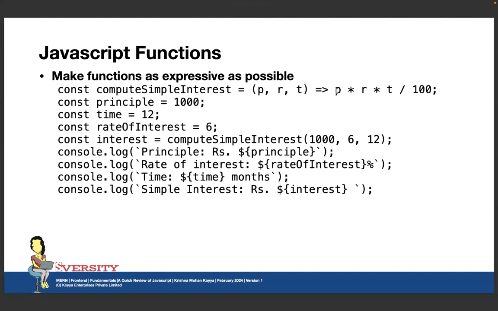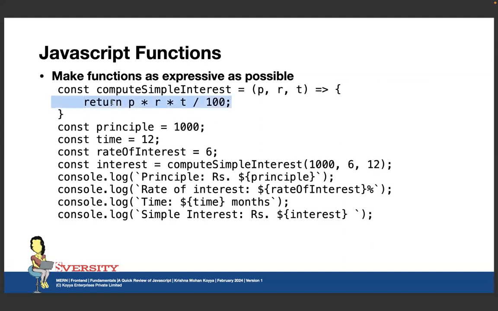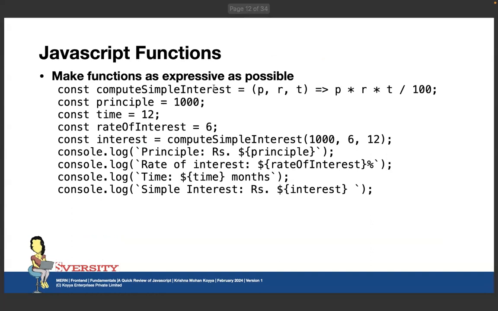Because the body of the function is having only one line of code, you can remove these curly braces and the return statement and just write the body just like this. This is where I was saying this is more expressive. There are many places in our session where you will be writing these kinds of one-liner functions. In all those places, when you switch to arrow functions, your code becomes a lot more expressive.